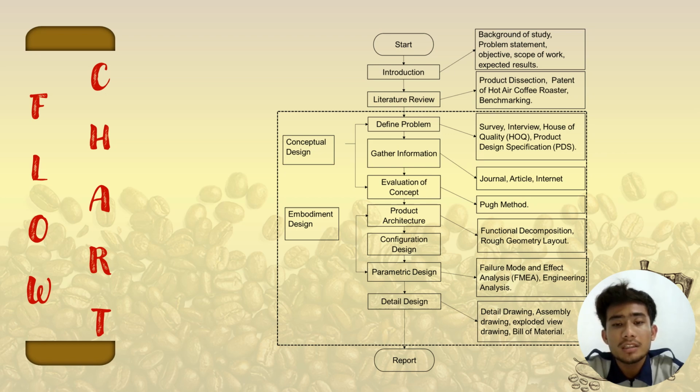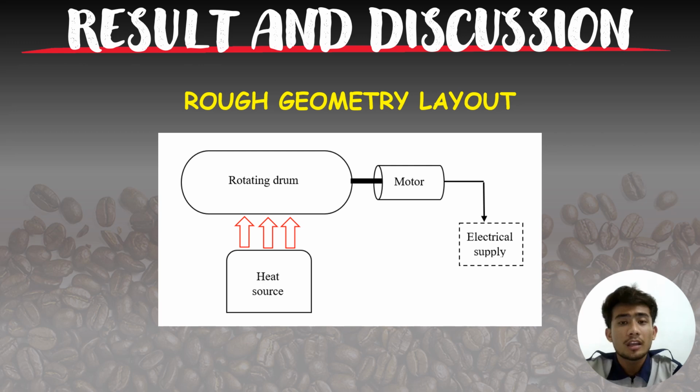The next one is the evaluation of concept, where I use a PARC method. The next one is product architecture, configuration design, parametric design, and detail design. And then I have done a report, which is a proposal about my mini drum coffee roaster. As for the result and discussions, I have put a rough geometry layout of my mini drum coffee roaster.